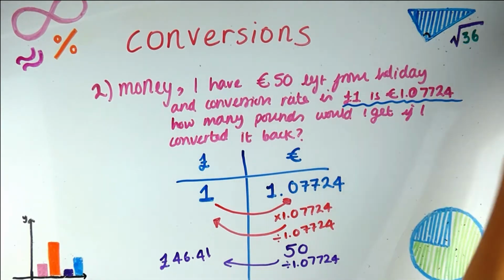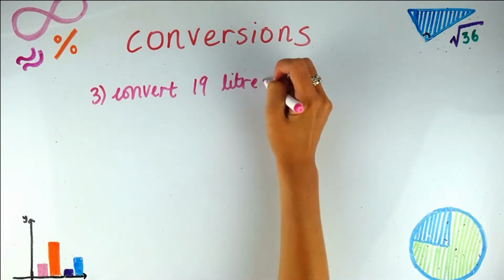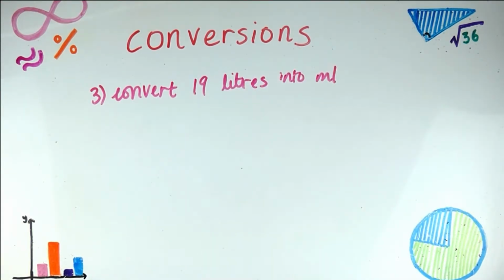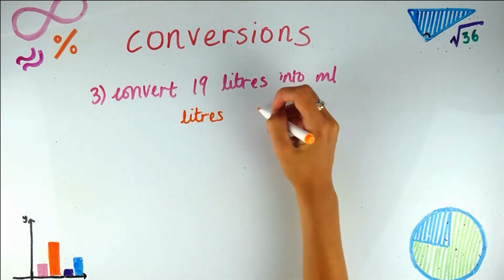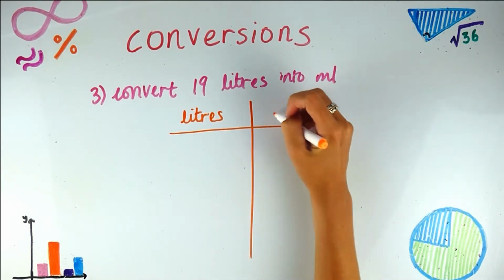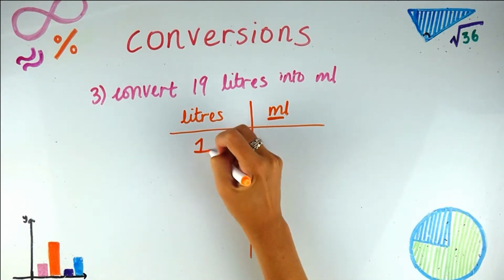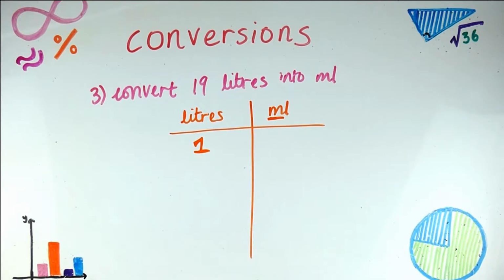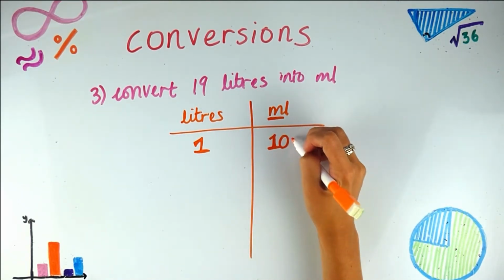Let's do another example. Convert 19 litres into millilitres. So again, let's have litres here, and let's have millilitres over here. So this milli actually stands for 1,000. So therefore, when we have 1 litre, that is either from remembering, trying to visualise, or just knowing that milli stands for 1,000.